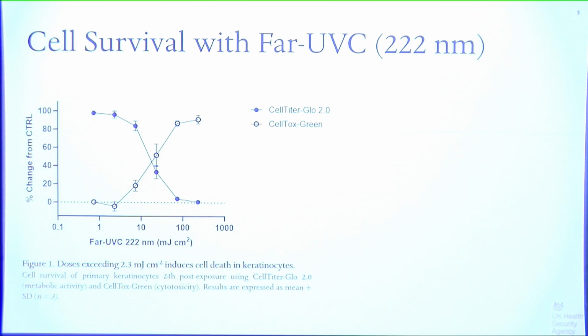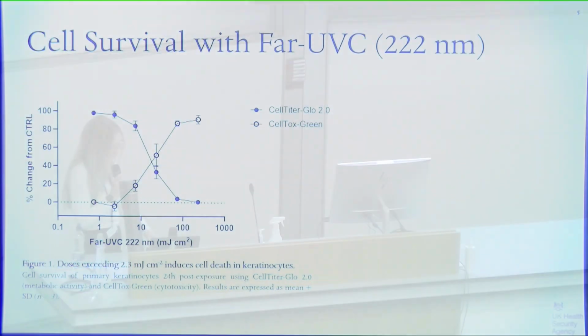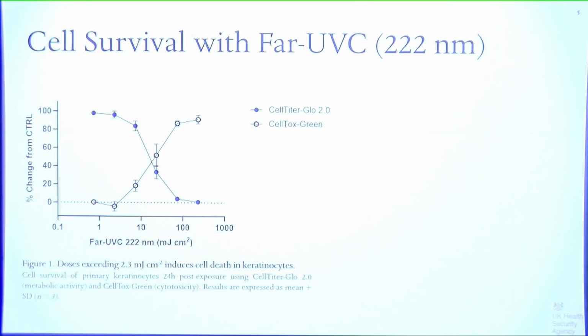So you can see that the levels are more or less consistent, parallel to each other. So an increase from 0% with the CellTox Green correlates with an increase of dead cells. So we found that doses less than 7.3 millijoules per centimeter squared resulted in more than 80% cell survival. So these are the doses that we took forward.